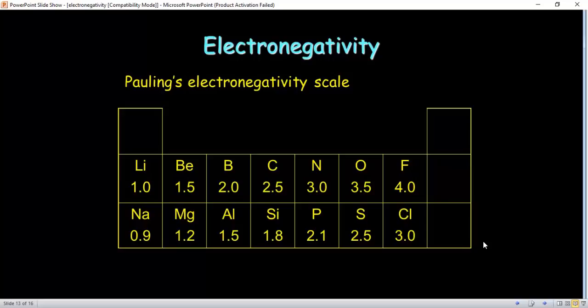So I think you can remember these values. It's quite easy to remember these values because of the pattern. But you have to remember the value of electronegativity for hydrogen. It's equal to 2.1. So let's end it.